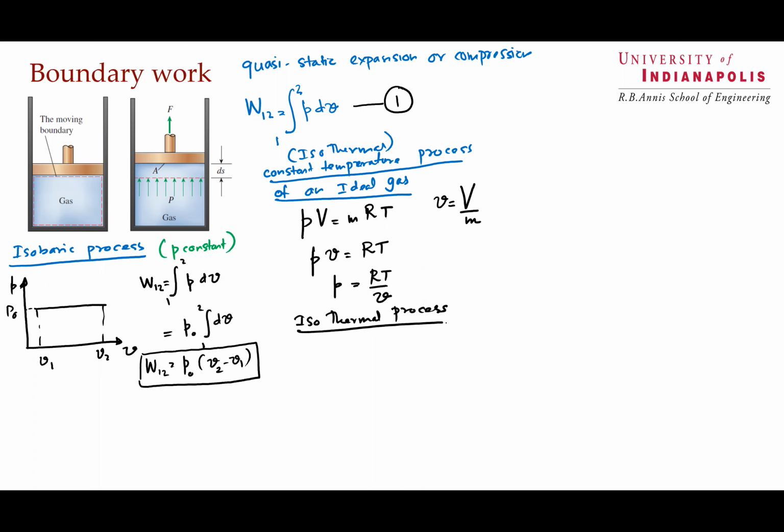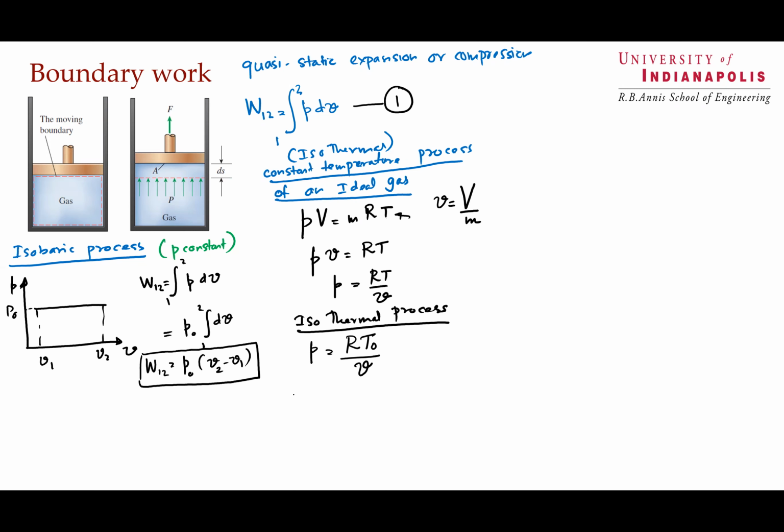Why do we say that this derivation is only for ideal gas? Because we use the ideal gas relation. This is the ideal gas relation that can only be used for ideal gas. So we can write, for an isothermal process, P is equal to RT naught divided by v. Temperature is a constant T naught value.